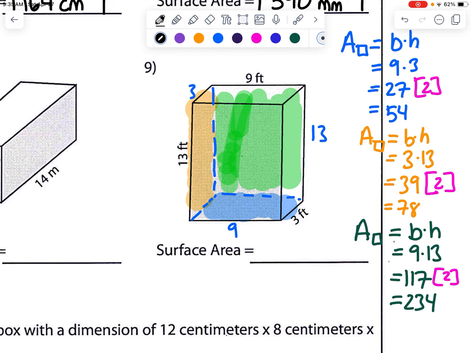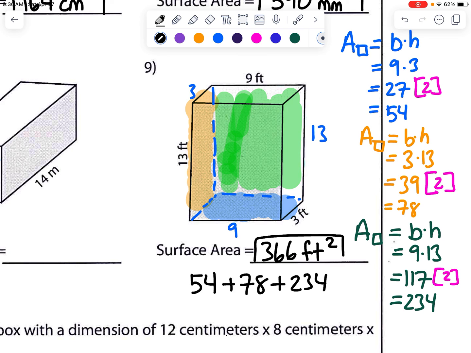And the last three numbers we add is 54 plus 78 plus 234. So we have, let me add that up. We have 366 feet squared.